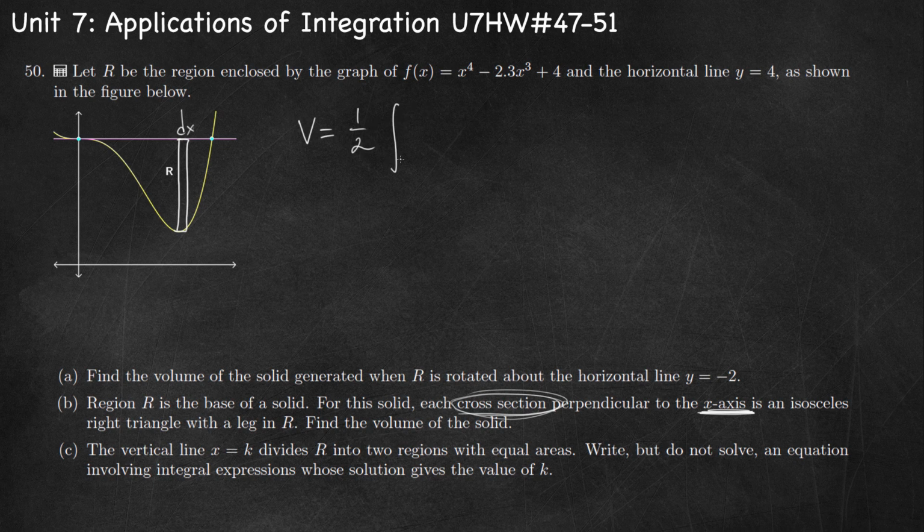And then I'm integrating from x equals 0 to x equals 2.3. I got that from part A. And then we need the length of the rectangle squared, and then times dx. So it's vertical distance, so the top y minus the bottom y. The top y is touching 4. The bottom y is touching f of x. So this is 4 minus f of x, all of that squared. And that gives us a volume of 3.574.